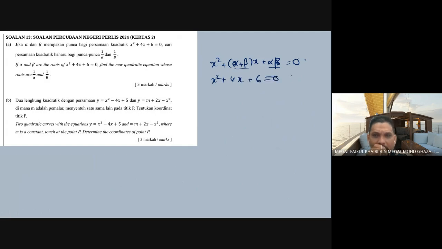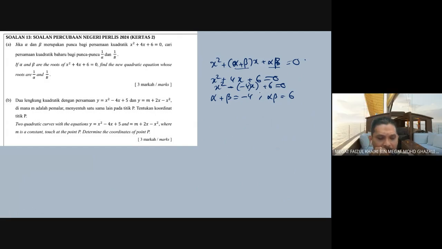Then alpha plus beta equal to negative 4, or 4? Alpha plus beta equal to 4 or negative 4? Don't forget, x squared minus negative 4x, is that it, plus 6. Yes, because from the answer scheme given here, alpha plus beta equal to negative 4, alpha times beta equal to 6. So this is x squared minus negative 4, something like that.